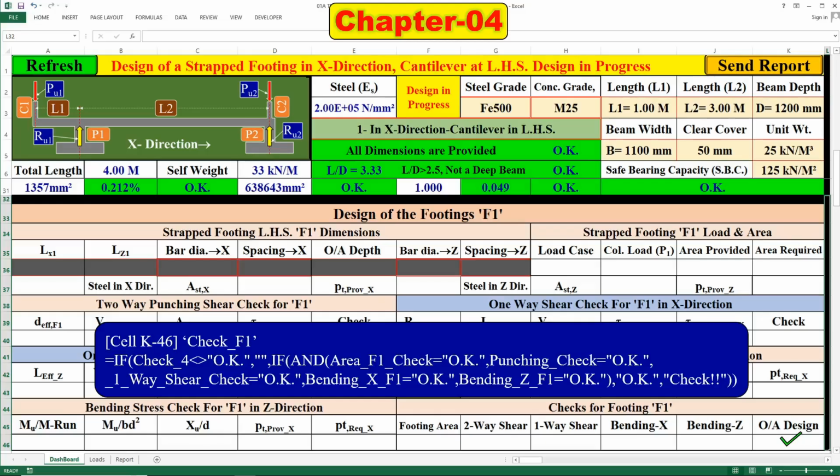If Excel finds all of these conditions to be true, it will say OK for the safe design of footing F1. Otherwise, it will say check, for making the necessary adjustments in footing F1. With this, we have completed the design of footing F1 and are entering Chapter 5 of this program for the design of footing F2. Let's go.